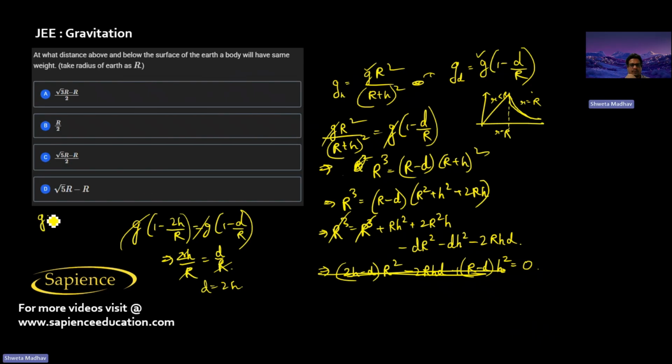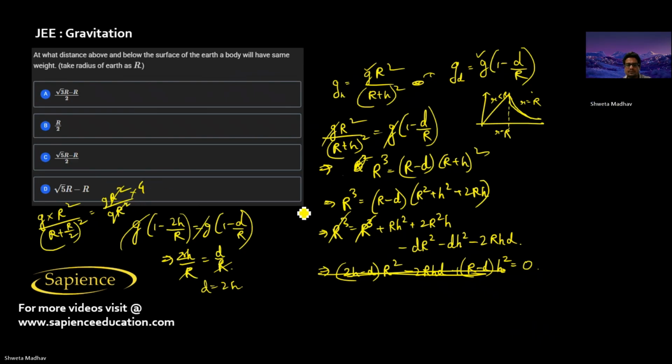At h equal to R by 2, that will be g into R square by R plus R by 2 whole square, that will be equal to g R square by 3 by 2 whole square. So this will be 9 R square by 4, so 4 by 9 g.